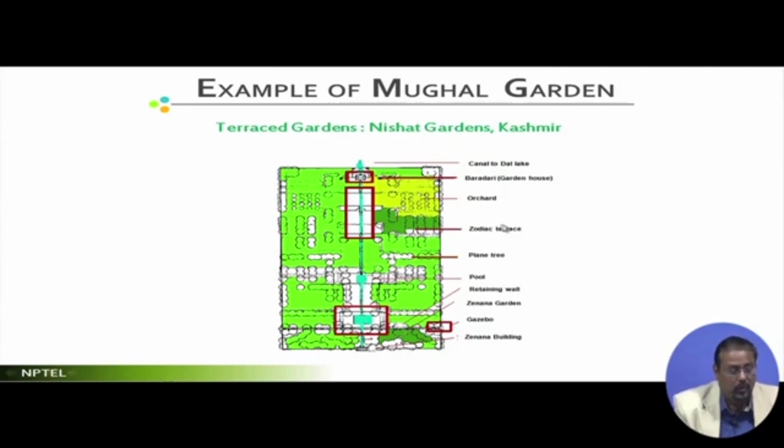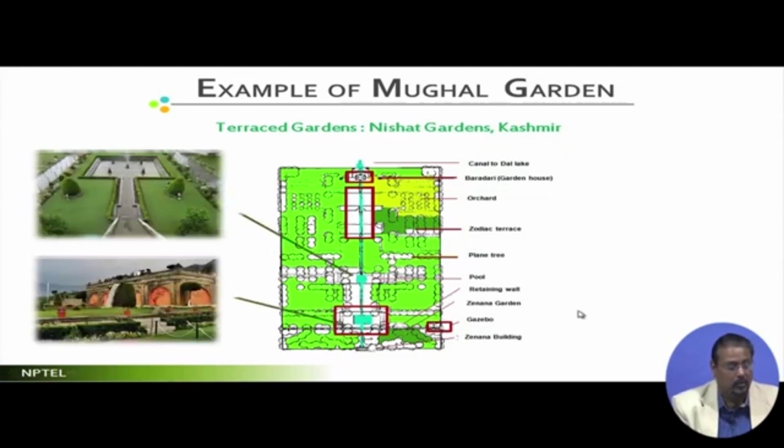in which, if I try to tell you, this is a canal which is leading to the Dal Lake. This is divided into different zones. The topmost portion is the ladies zone, then we have the king's zone, then we have the public zones, but here they have many other things. They have the Baradari, the orchards, the zodiac terraces, the plane trees, the pool, retaining walls on the side, the Janana garden, the gazebo, and the Janana building here.